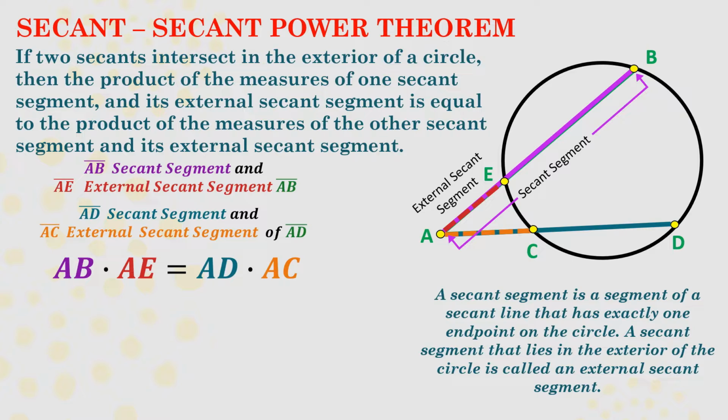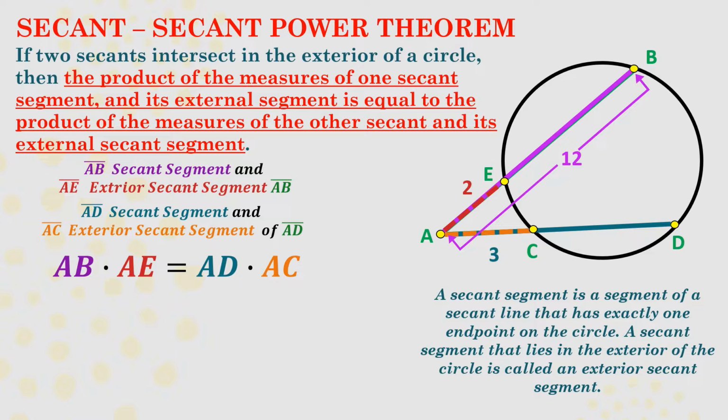So AB is the secant segment, AE is the external secant segment, AD is the secant segment, then AC is the external segment of AD. So how to use the theorem? Let's say we have AB is equal to 12, AE is equal to 2, AC is equal to 3, then we're going to solve for AD using our secant-secant power theorem.